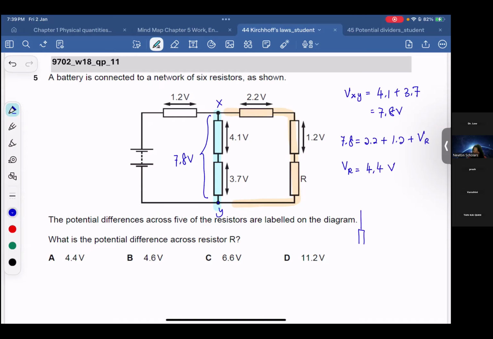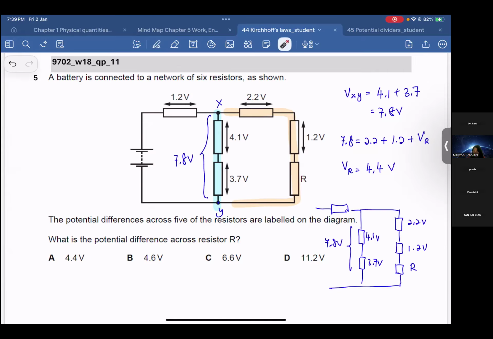Basically, if you are not clear, I might draw like this. Let the three resistors together like this. So this part is 4.1 volt, here is 3.7 volt, so in total for this part is 7.8 volt. Here is 2.2 volt, here is 1.2 volt. Then here unknown. So you just find it out with equal voltage. Here and here are the same voltage.